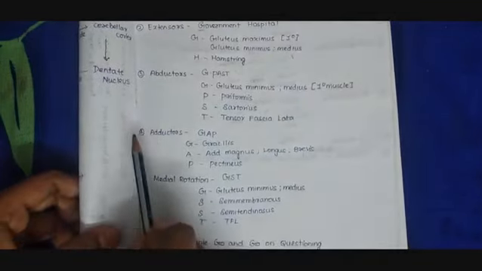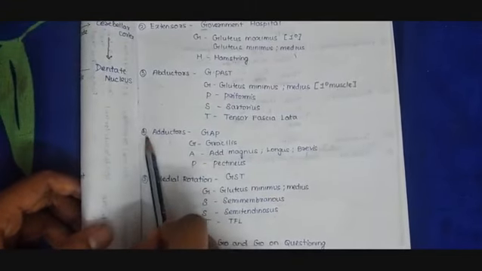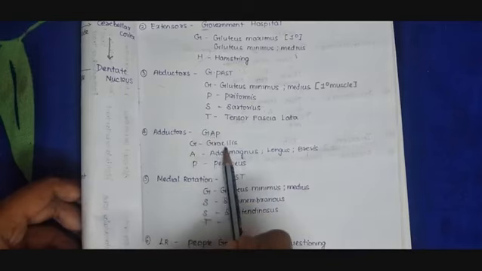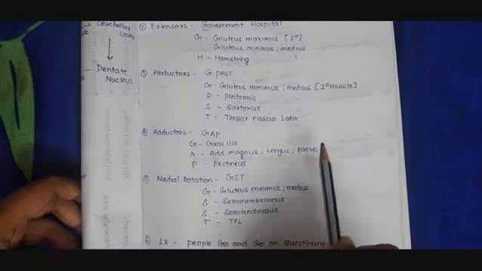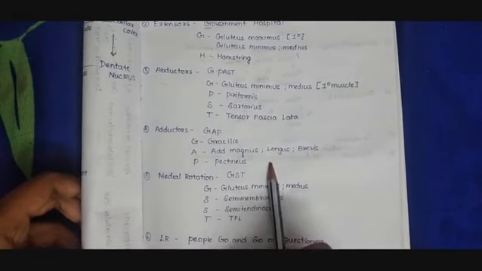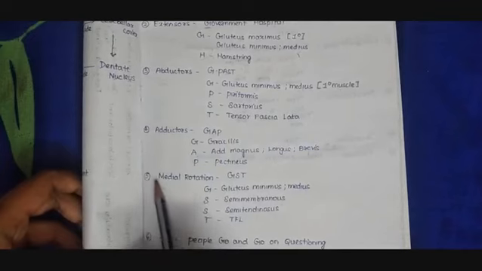Now let us discuss the adductors of the hip. In order to remember the adductors of the hip, we have to remember the mnemonic GAP. G stands for gracilis muscle, A stands for adductor magnus, adductor longus and adductor brevis muscle, and P stands for pectineus muscle. Now let us discuss the medial rotators.